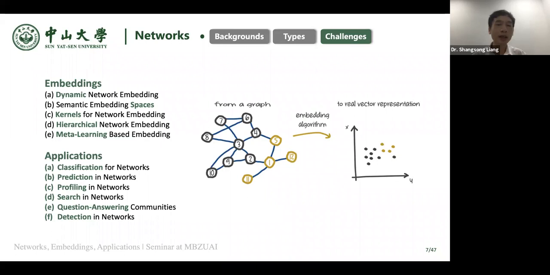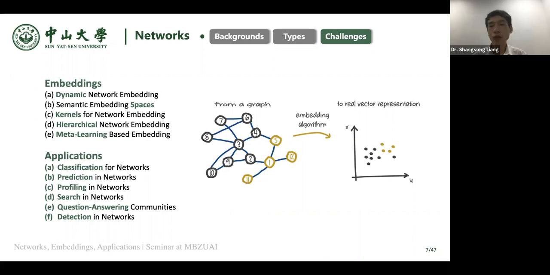Another challenge in graph neural network embedding is the structure of the network. Sometimes they are not a direct network or an indirect network, but a hierarchical network. So how can we deal with such a network? It's challenging. Sometimes the hierarchical network is also dynamic. So how can we deal with such networks?